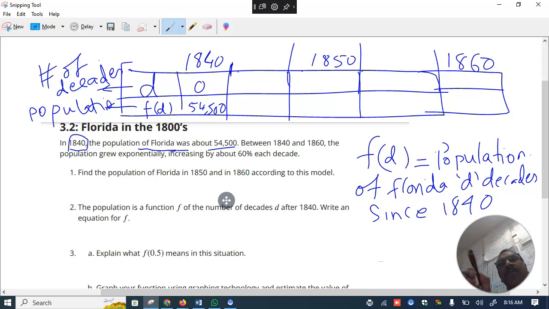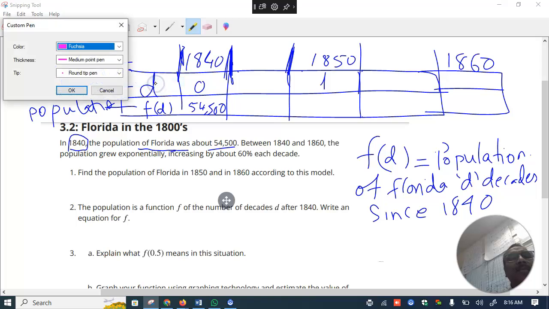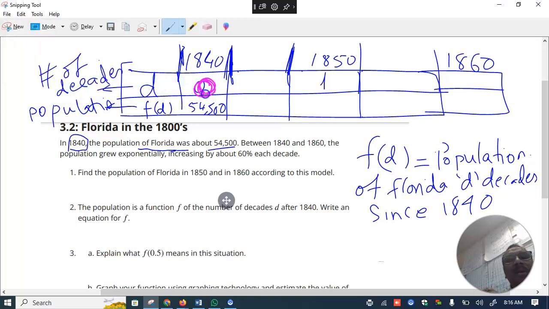And you will see, this is actually 1 year, okay, this is like 1 year. So this means 1 decade. So that's the important concept here. So this is zero. This is zero. This is one. X is 1 here. D is 1 here. This is 2. So far, so good. Okay. Now the question is, what is the population? Find the population in Florida in 1850 and in 1860 according to this model.